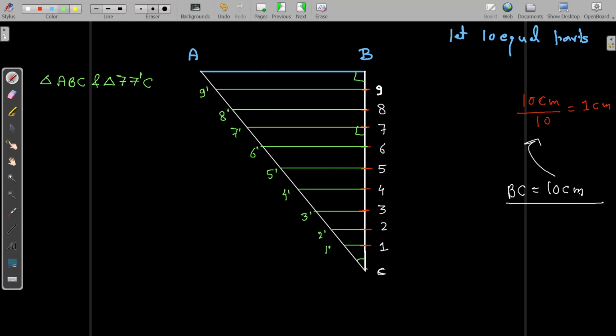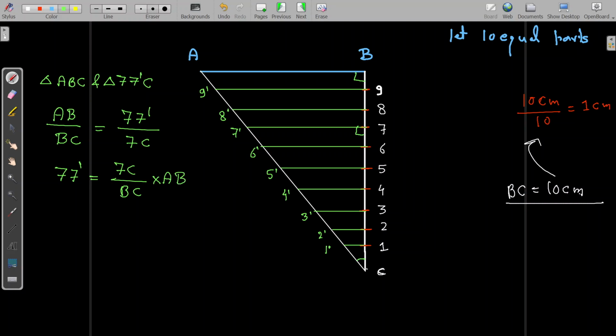With the help of the properties of similar triangles, the ratio of the sides of these triangles should be equal. So using that property, I can write AB divided by BC should be equal to 7, 7 dash divided by 7C. From here, I can write 7, 7 dash is equal to 7C over BC into AB.